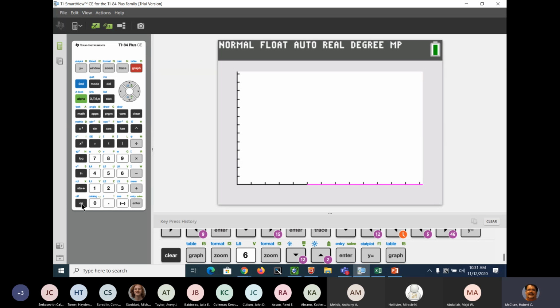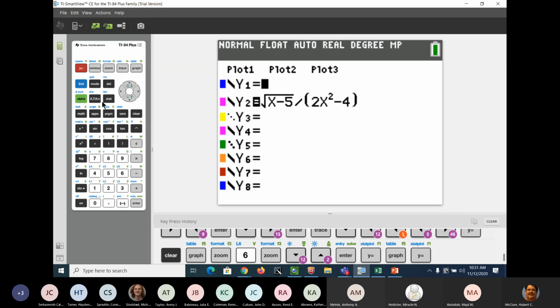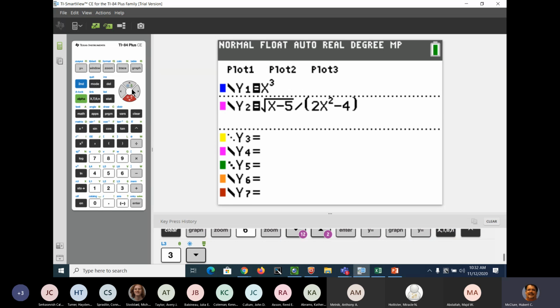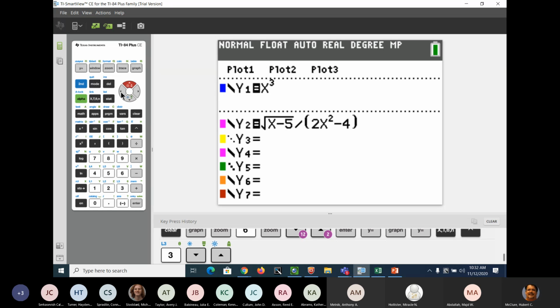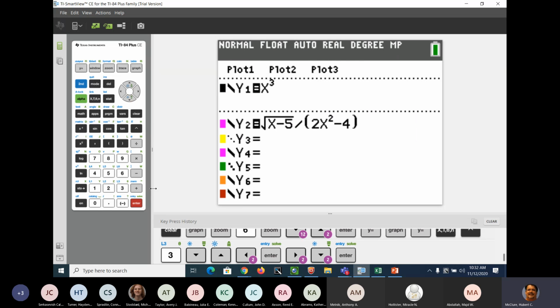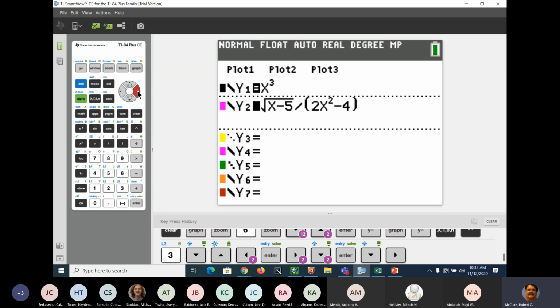All right, so here we go. I'm going to graph f of x is equal to x cubed. So that's going to be x cubed. And we're going to do that one in black because it's kind of like the basic model. And now we're going to do the other one in magenta.